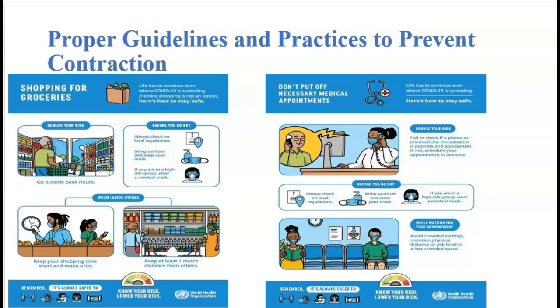When you're out shopping for groceries, you need to follow certain guidelines. Go during hours that are not peak hours, early in the morning or late at night. That'll also help.